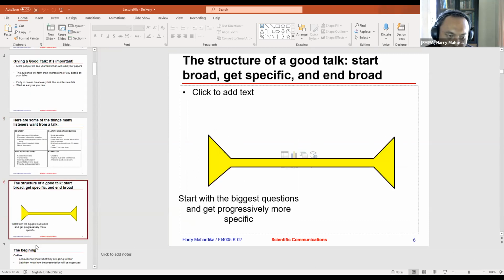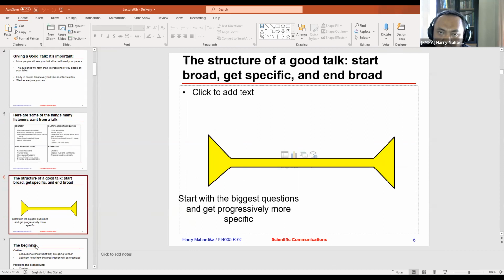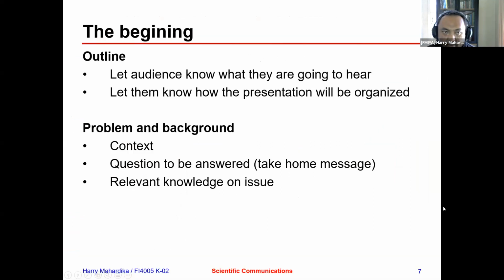Okay, and here is the best structure of a good talk: you can start broad, get specific, and then end broad. Start with the biggest question and then get progressively more specific. This is one method to do it. In the beginning, you create an outline to let the audience know what they're going to hear.